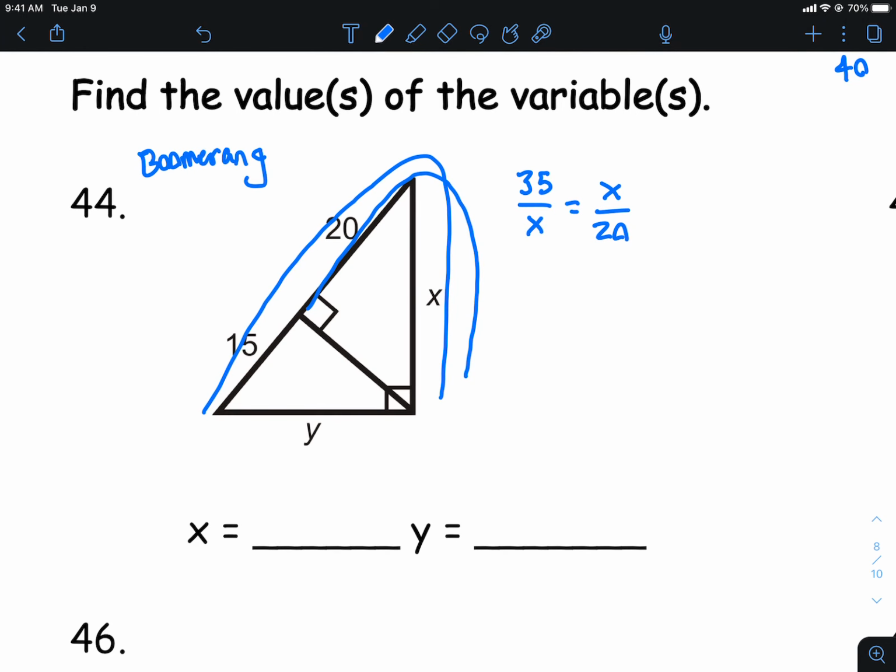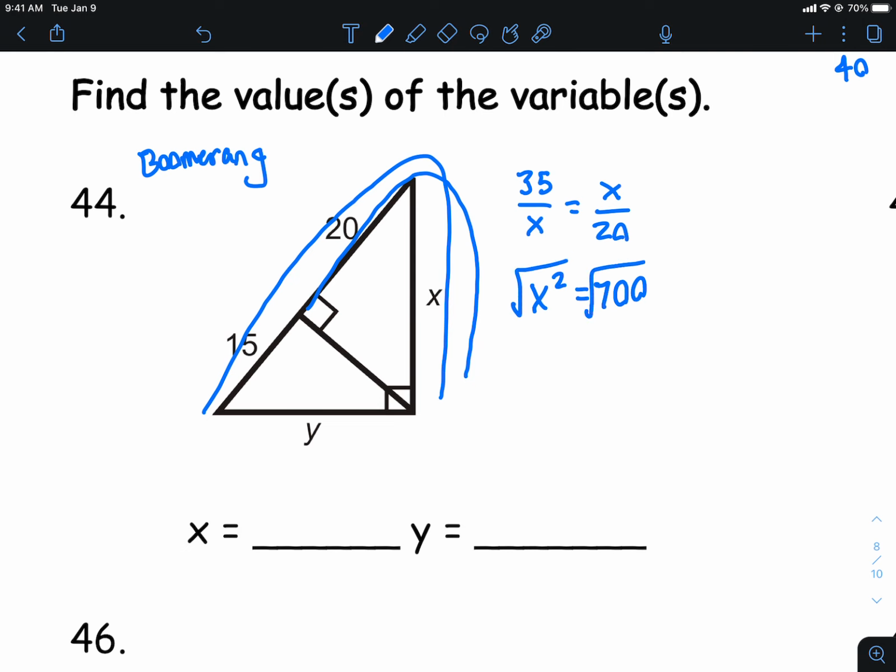So anyways, we'll go and get this here. This would be X squared equals 35 times 20. Let me grab my calculator there. It's a little big. That comes out to 700. And then we're going to go ahead and square root both sides.